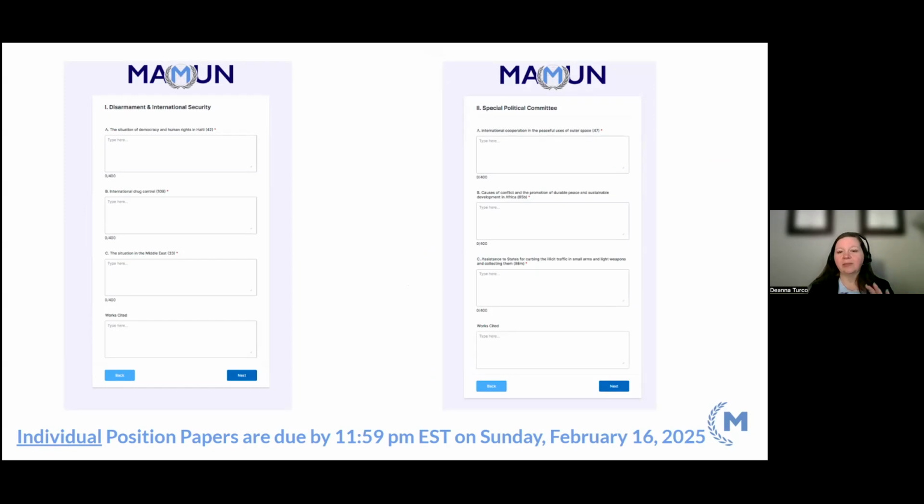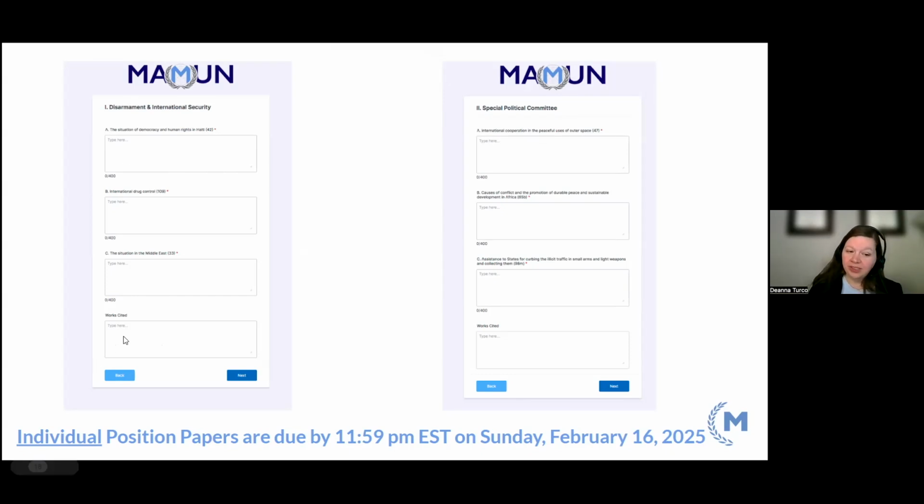So even if you select I'm representing the legal committee, you will still see the other topics. But what you need to do is go to your committee. You'll see 1, disarmament, 2, special political. Go to yours and you will see the topics as they are. And you will copy and paste into this box. If you're in the Disarmament and International Security Committee, DISEC, you will copy and paste your position paper for topic A, the situation of democracy and human rights in Haiti. I believe that's right. Whatever your topic A is, you will cut and paste that in here. It will match what the topic should be.